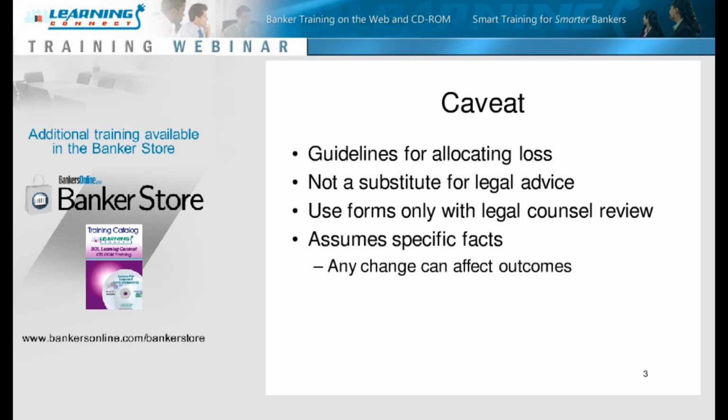But I do caution you, before going too far with any of these forms, you might want to make sure that they're reviewed with local bank counsel to ensure they're going to address any special local considerations such as state law. Also, any of these examples that we talk about during the presentation assume that we're dealing with the specific facts in that example. Any change of any of the important facts in an example can certainly affect the outcomes.